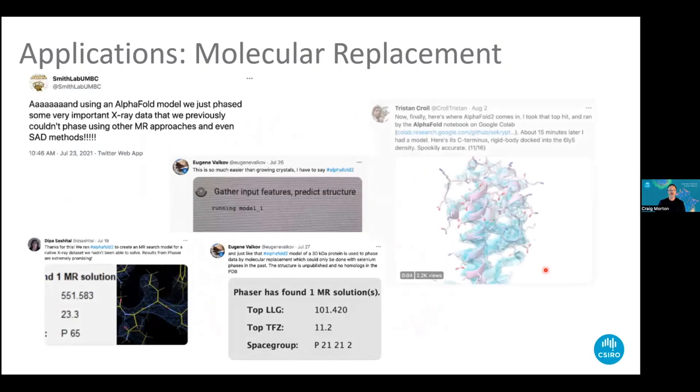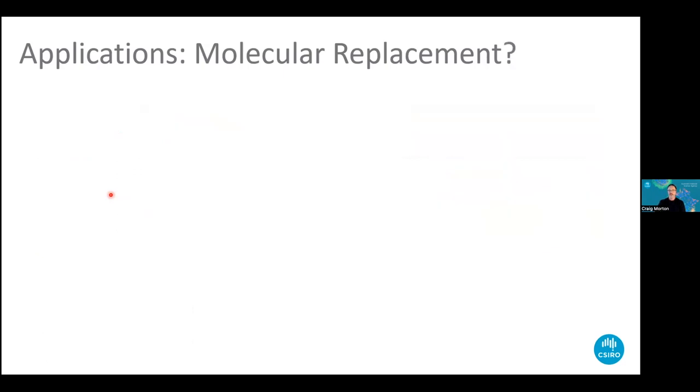And of course, one of the first things people started doing with the models that we're getting from AlphaFold was using it to phase data that they'd never been able to phase before, getting solutions using an AlphaFold model, because the models coming out of AlphaFold for the structures were good enough that you could do that. Now, it doesn't always work.